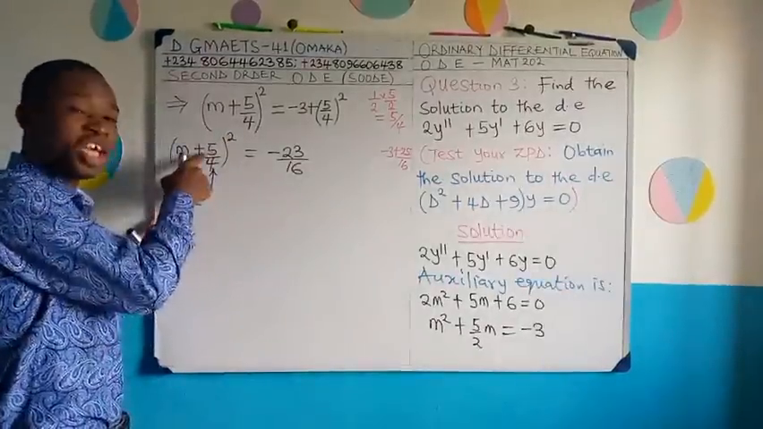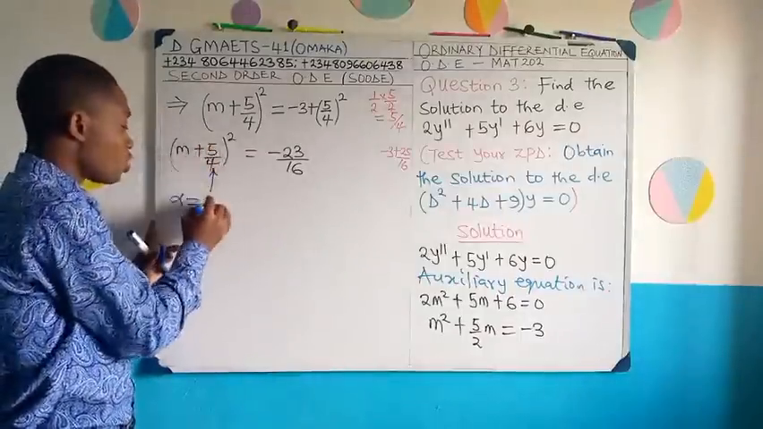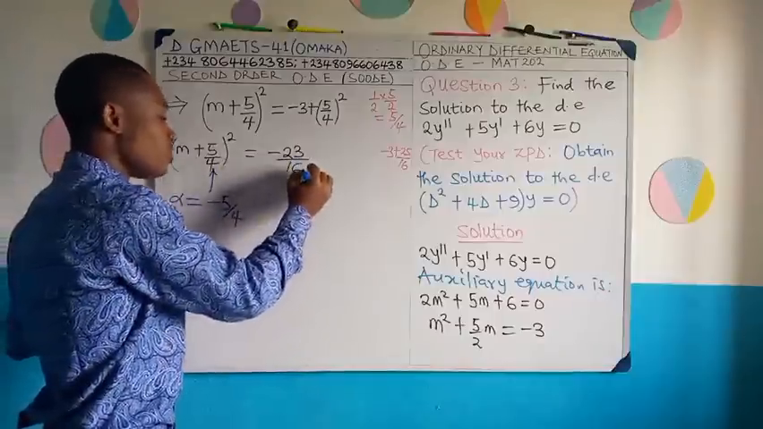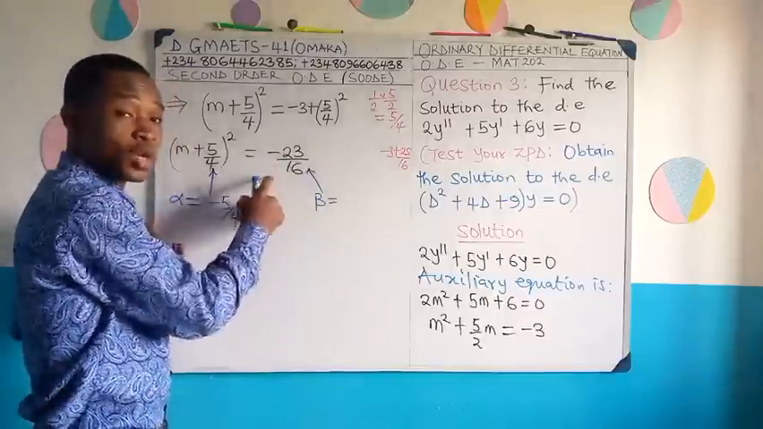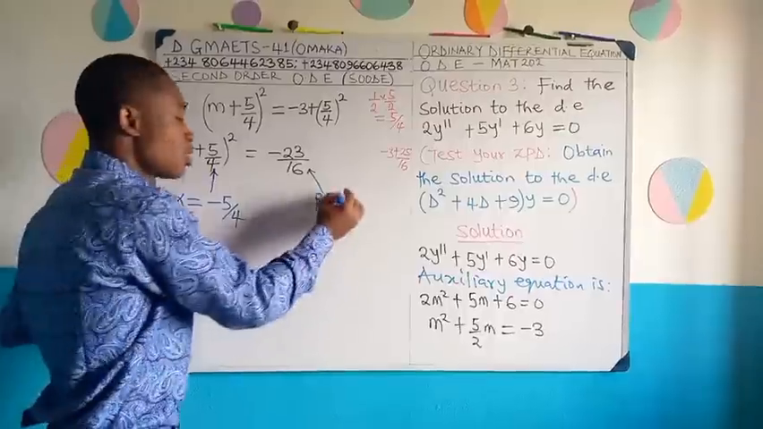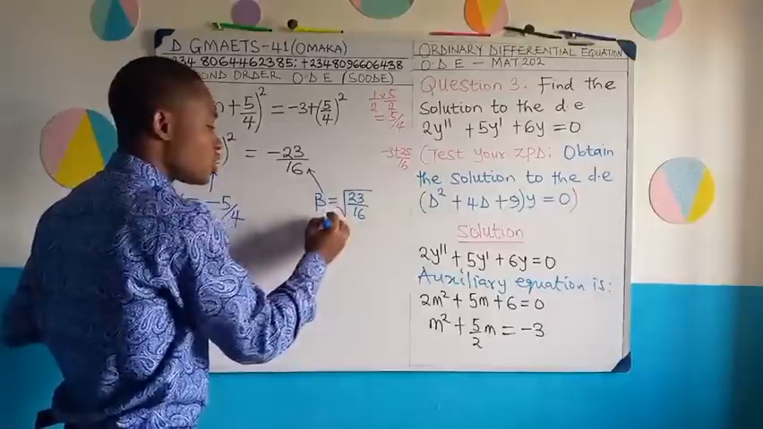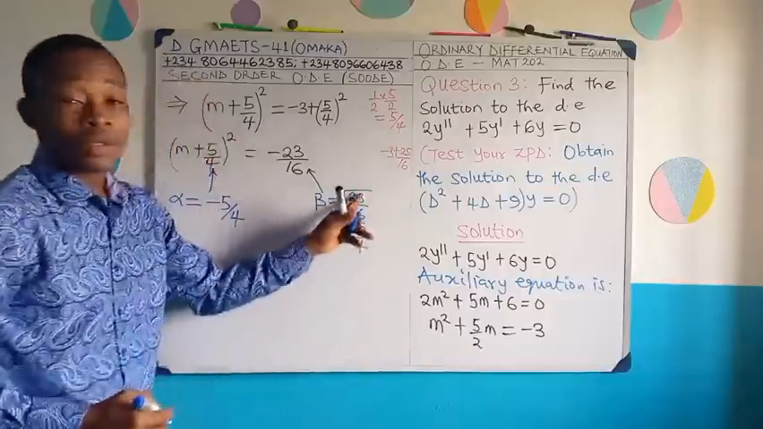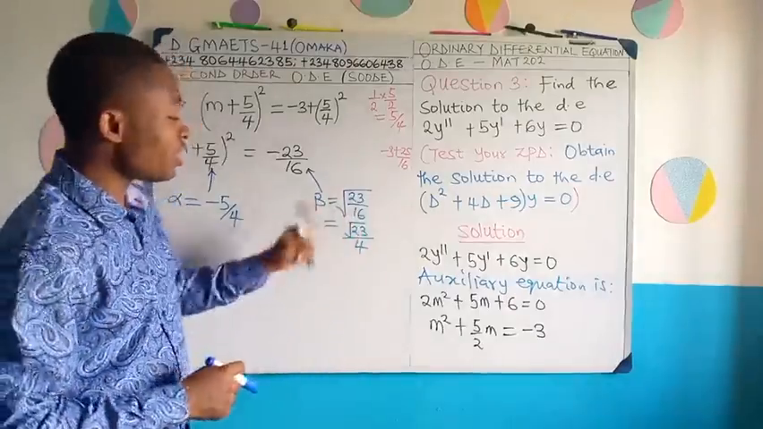All I need to do is to change the sign of this plus 5 over 4. If you change the sign of 5 over 4, you're going to get what? Minus 5 over 4. Then beta will be obtained from here. This part will give us beta. Change the sign as well too, and then take the square root of whatever you have here. So beta is going to be square root of 23 over 16, which of course is going to give us square root of 23 divided by 4. 23 is not a perfect square, so you have the square root there. 16 is a perfect square, which if you find its square root, you get 4.